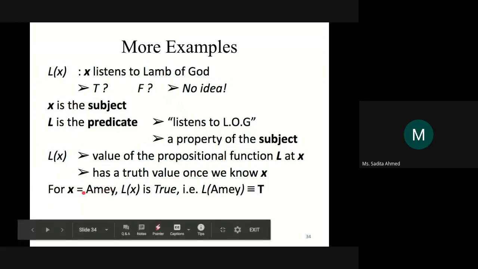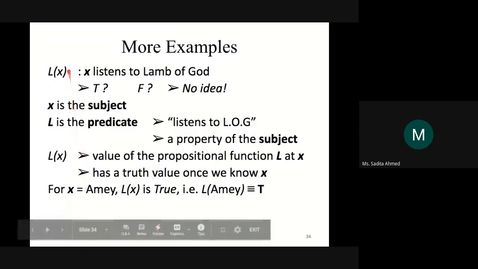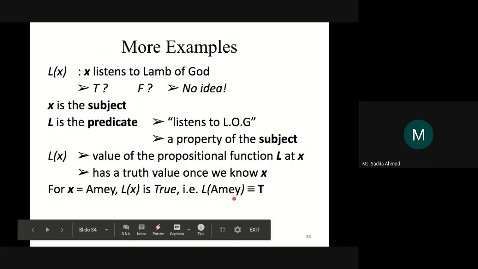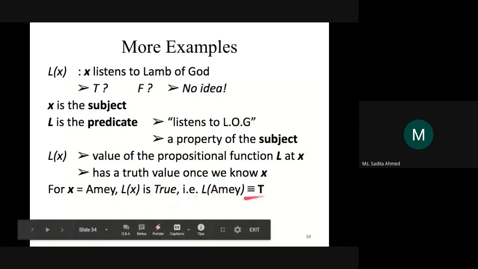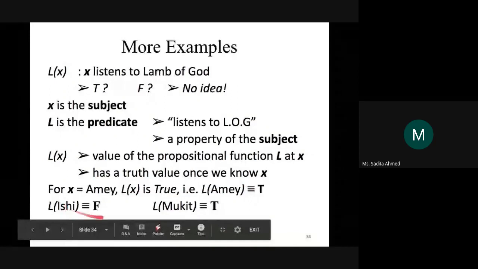For example, if x represents some person, Amy, and this person listens to Lamb of God, then the truth value of the statement now is going to be true. Amy listens to Lamb of God. It's true. You can assign a truth value now based on whether this person listens to Lamb of God or not. Amy listens to Lamb of God: true. Amy does not listen to Lamb of God: false. Right? So based on the value of x, you can determine the value of the propositional function at x.